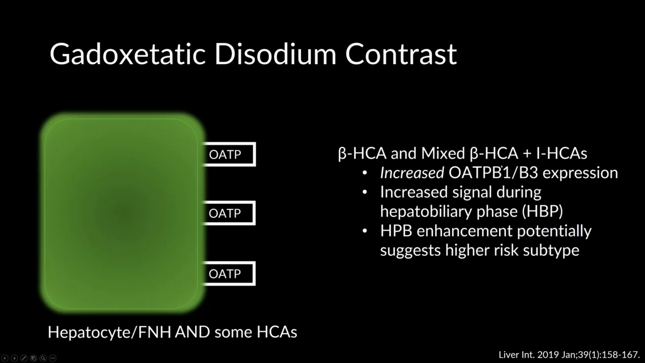These lesions are those that actually have increased risk for malignancy. So if we do see an adenoma that has this increased enhancement on the hepatobiliary phase, then that actually suggests that it is a higher risk subtype for malignant transformation. And we'll talk about that a little bit more later on in the talk.